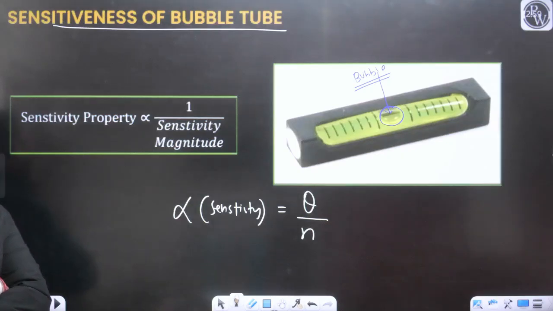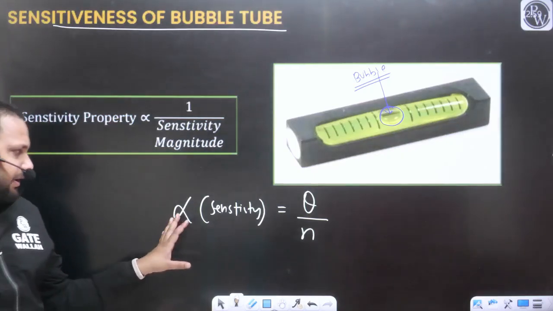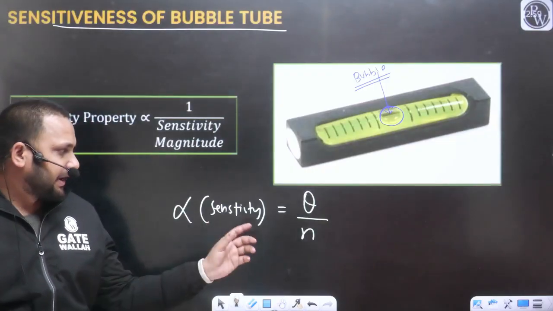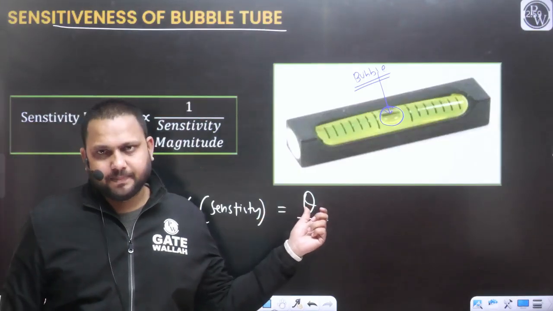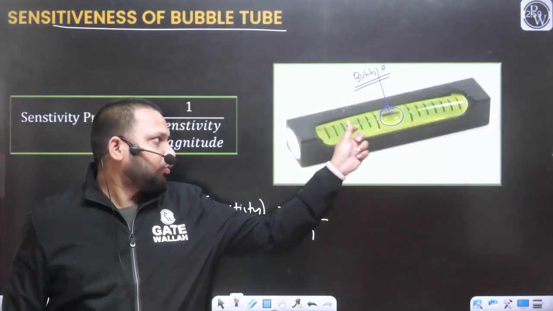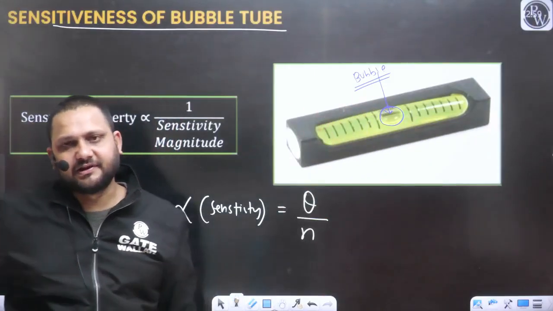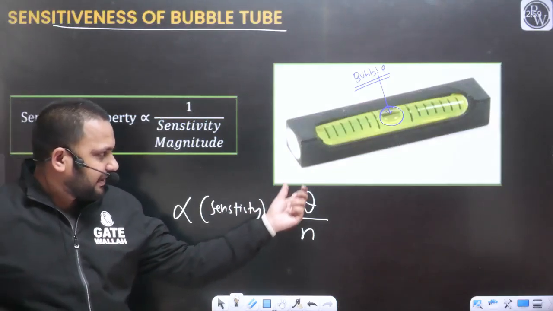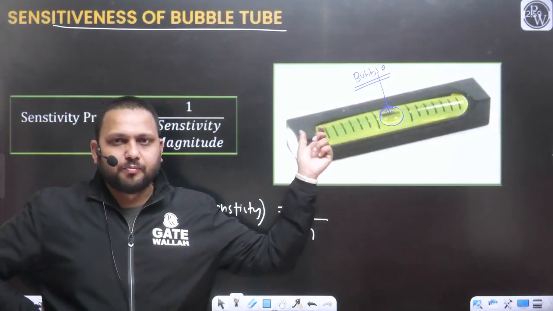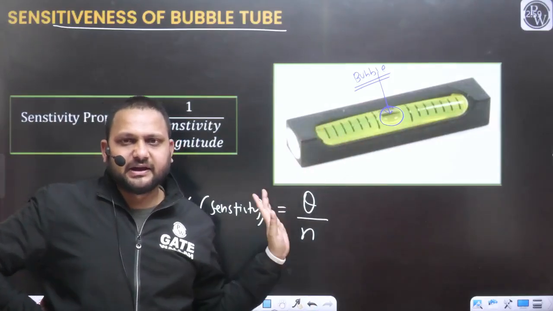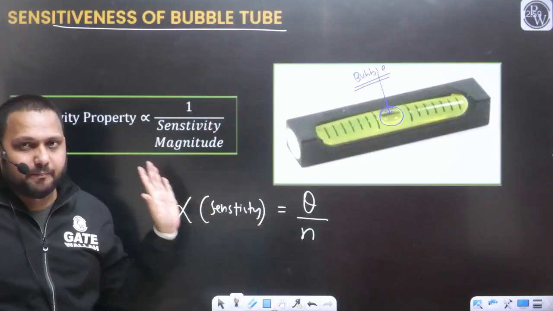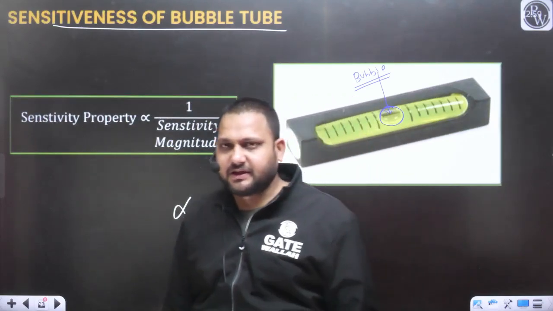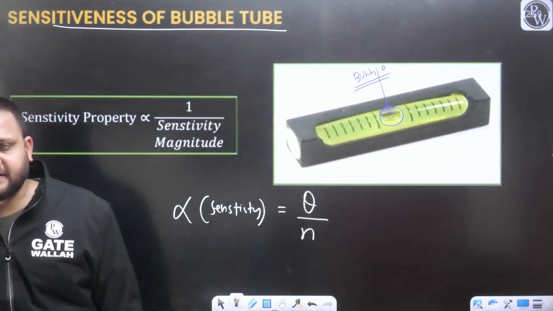Again I will repeat, don't worry. How we can calculate the magnitude of the sensitivity for any bubble tube: it is the rotation required for this bubble tube to move the bubble one division. In this way we can calculate the magnitude of the sensitivity.